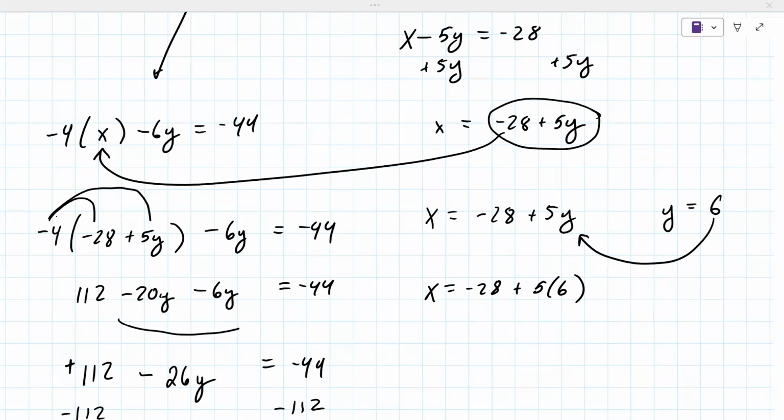6 times 5. Exactly what's written there. You got -28 plus 5 times 6. Order of operations, you multiply before you add. So x would equal 2. Yes. And you have to present your answer that way, 2 comma 6.